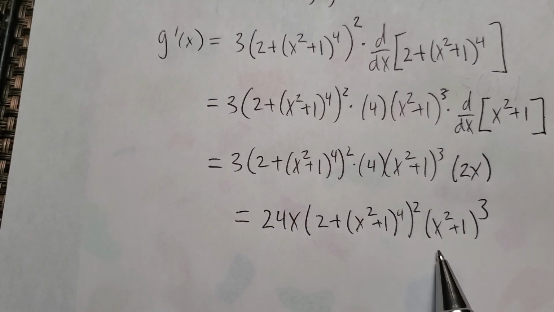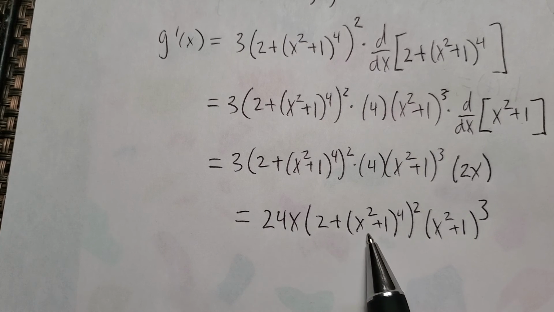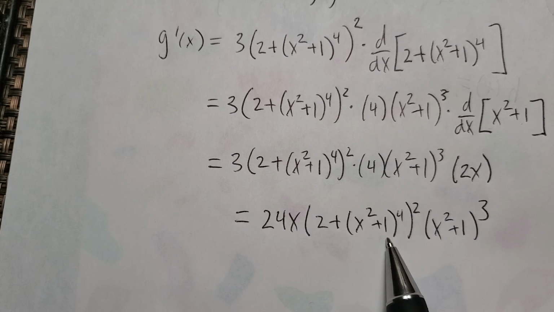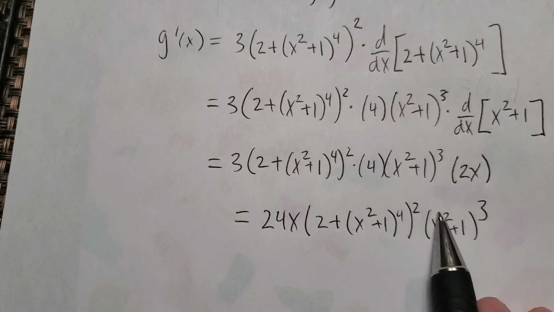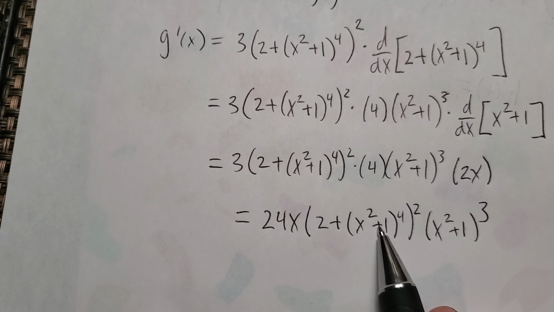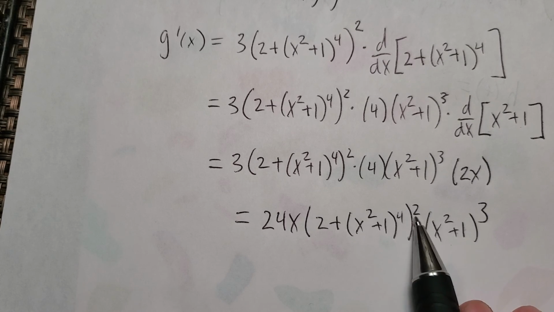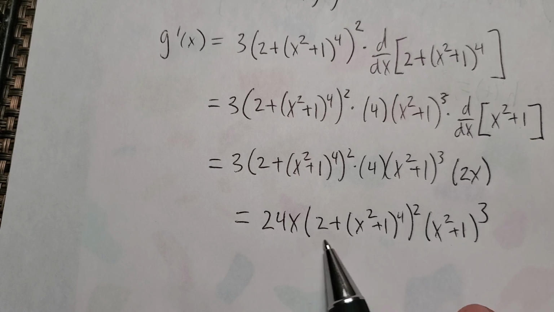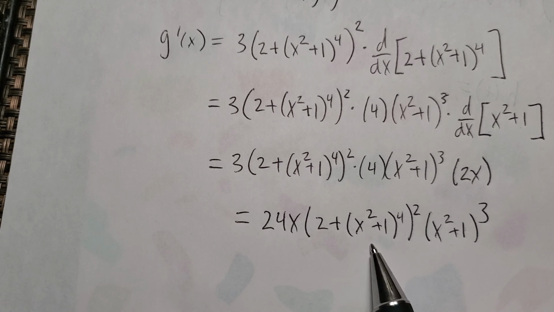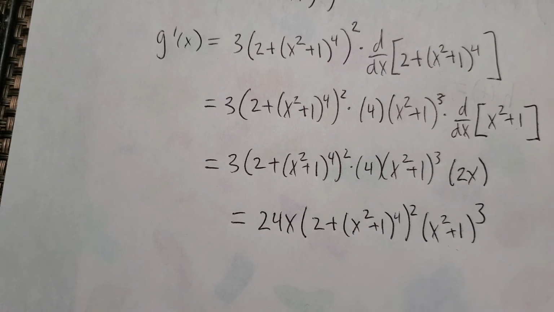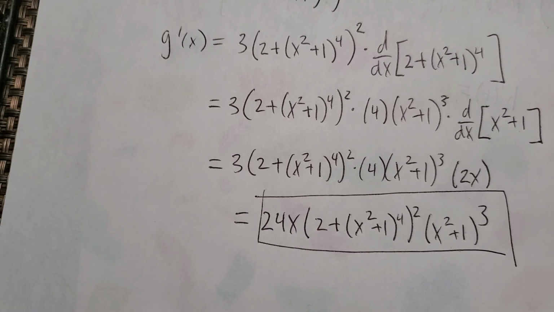Notice, and you might be tempted to do this, that we have an x squared plus 1 to the 3rd here, and an x squared plus 1 to the 4th here. And we might be tempted to try and combine these. However, it's not as simple as that. We cannot just multiply this by this, because x squared plus 1 to the 4th is actually a part of a sum that's being squared. So unless you want to FOIL this and then multiply each term to this, then I think we should be happy with this answer. That's it.